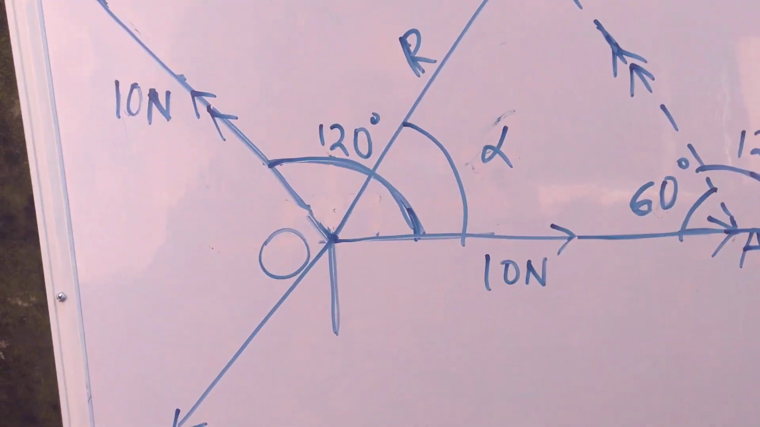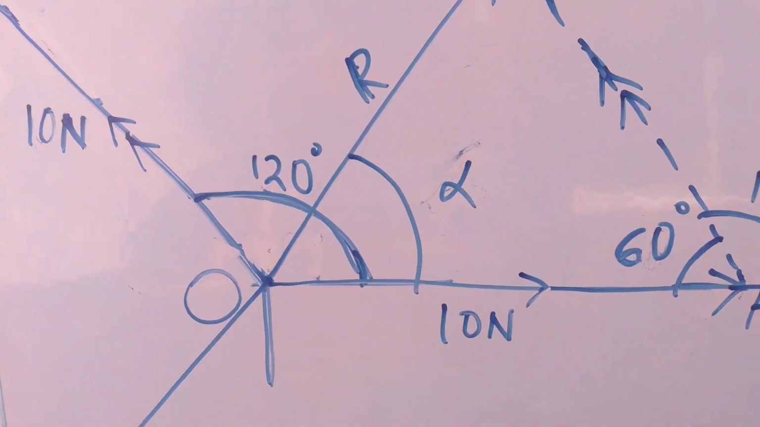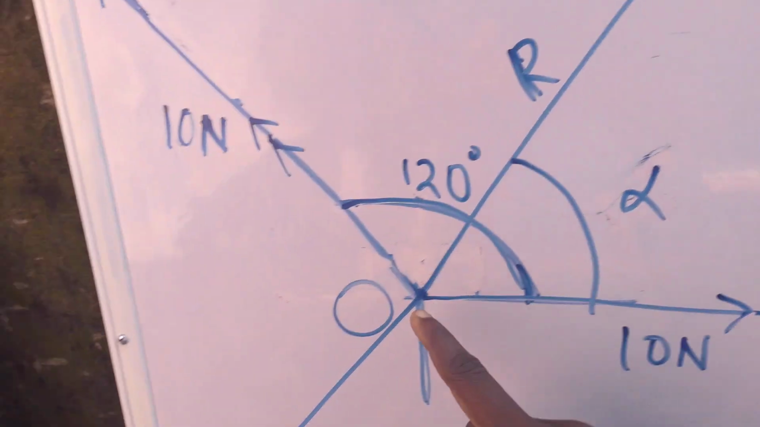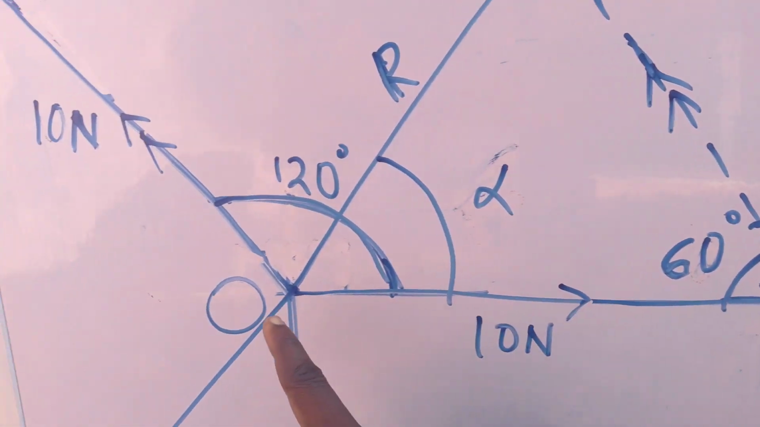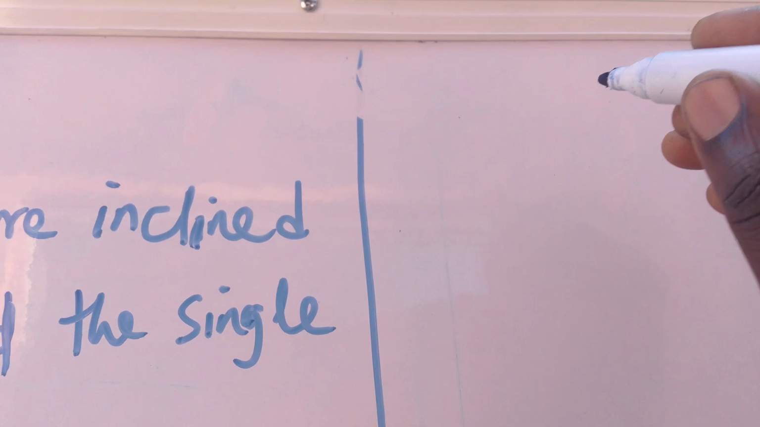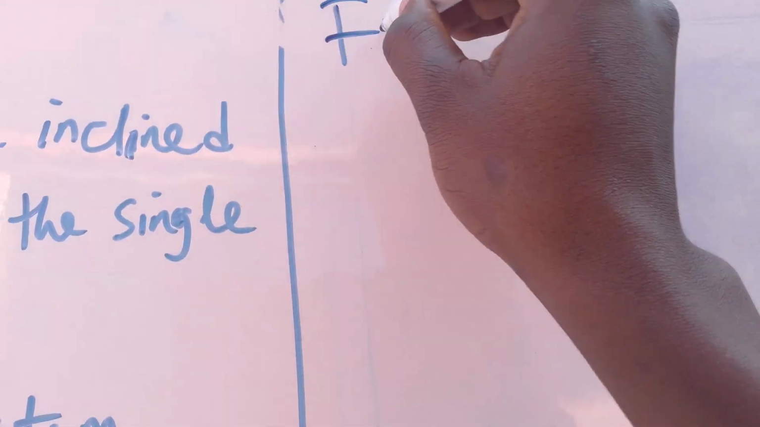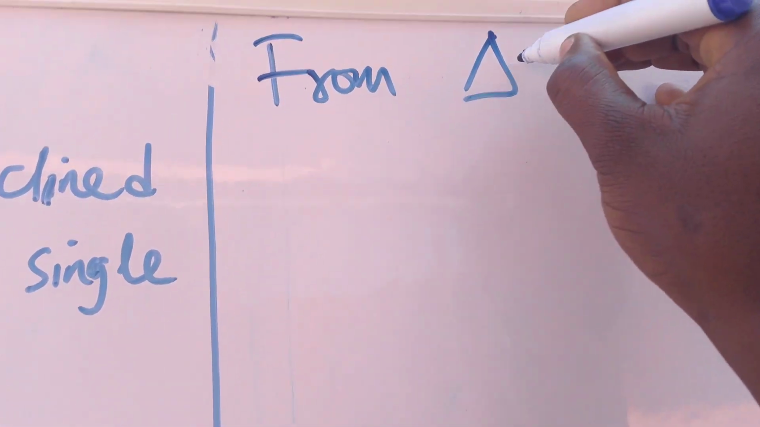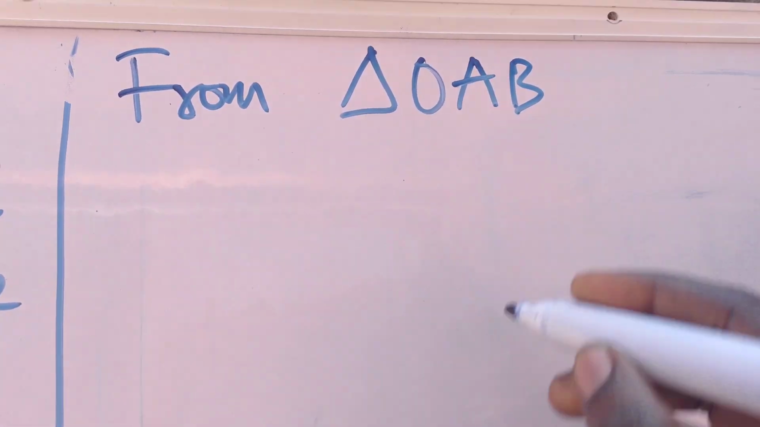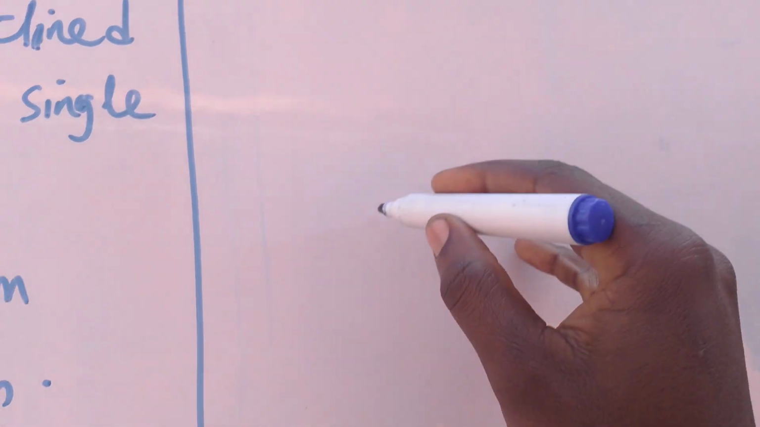Okay. Then I will cut this section of the triangle. I will take triangle OAB and cut this triangle out, and from triangle OAB I'll have something like this.